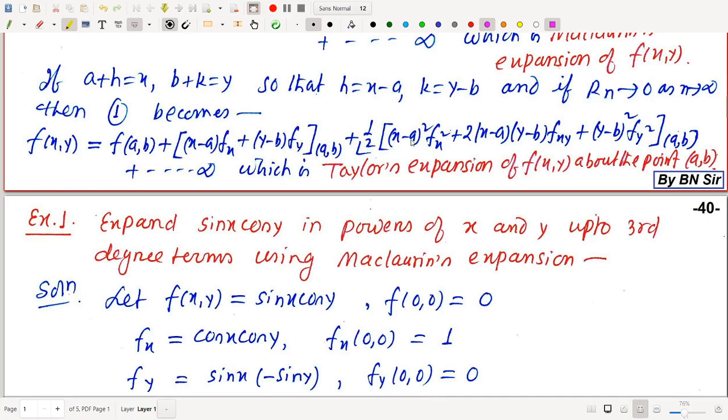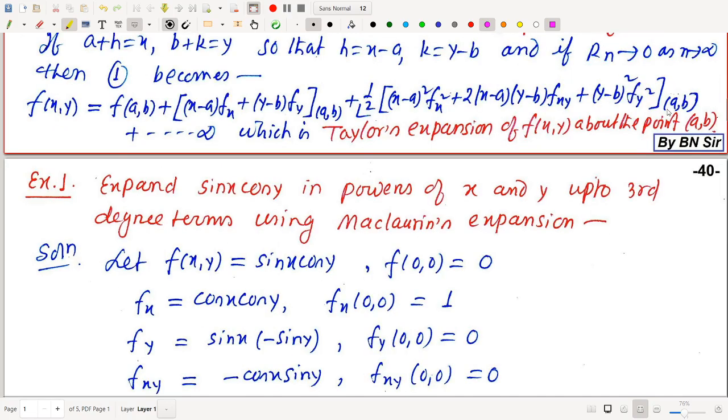Here also h square, k square are replaced by x minus a whole square and y minus b whole square, and twice hk becomes twice x minus a into y minus b, f suffix xy. Here f suffix x square, f suffix y square, but at the point a b, so in short we have written the suffix a b after the third bracket, at the point a b.